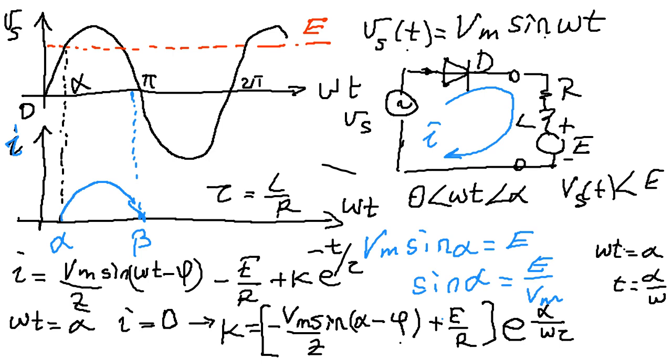Okay. So if you put K here, you obtain the current equation. So the blue current is obtained. But what are you going to do now? You are going to obtain beta. If you put omega t equal to beta, current is equal 0, then you obtain the beta point as well.